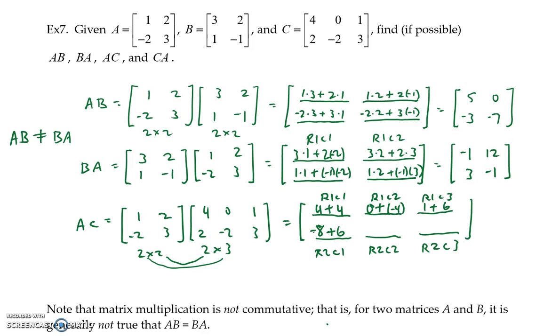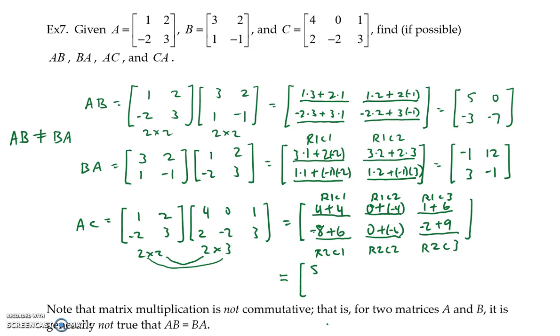Row 2 with column 2. Negative 2 times 0 is 0. 3 times negative 2 is negative 6. And row 2 of A with column 3 of C. Negative 2 times 1 is negative 2. And 3 times 3 is 9. And then your wonderful instructor hopes he hasn't made any dumb mistakes.